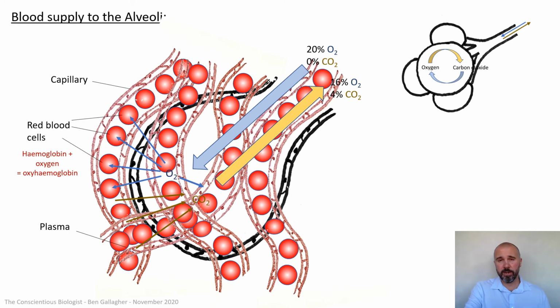Now, it would be a very inefficient system if there was only one capillary covering an alveolus. So it's shown on this diagram that the alveoli are totally covered in a mesh of capillaries. That's to make use of every single bit of surface of the alveoli to get as much oxygen taken in as is possible.